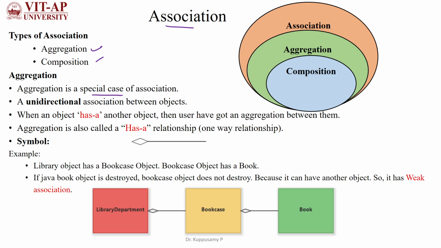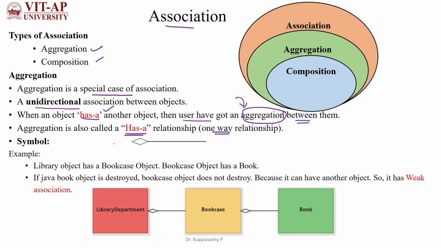Aggregation is a special case of association, which is a unidirectional association between two objects. When an object has another object, then you have got an aggregation between them. So that relationship is the aggregation relationship. When an object has another object, we can say that object has a relationship in the form of aggregation. Aggregation is also called a has-a relationship. It is a one way relationship.